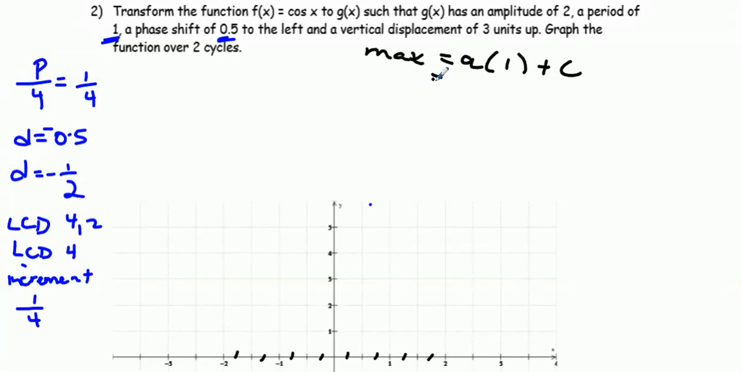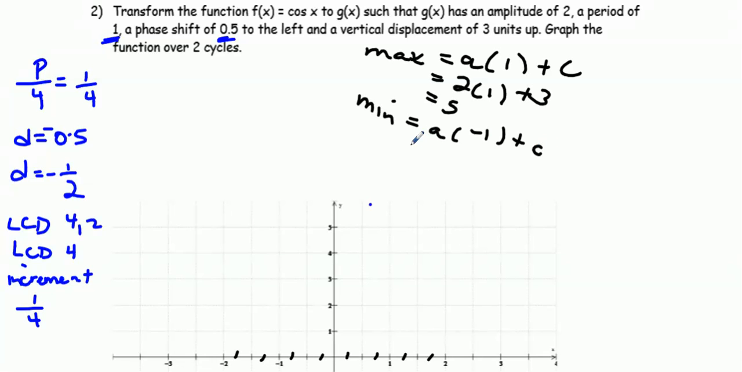right? At my phase shift. My max here is, remember the formula, A times 1 plus C. So in this case, my A is 2, and my C, my vertical displacement, is 3. So my max is 5. My minimum is A times negative 1 plus C. So my minimum is 2 times negative 1 plus 3. So this is going to be negative 2 plus 3, which is 1.